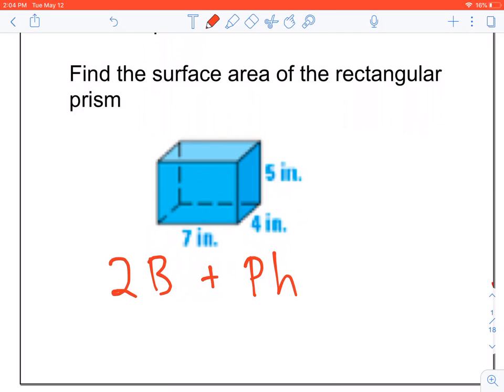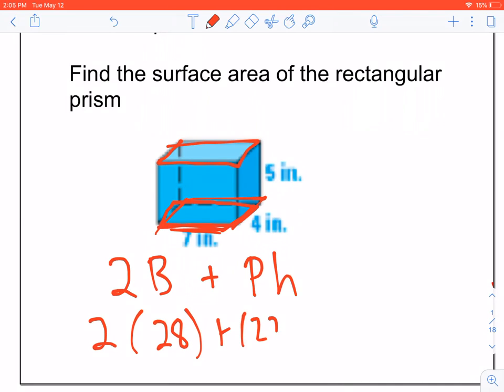You can use the top and the bottom to be your bases, the left and the right to be your bases, the front and the back to be your bases. Right? Most people choose the front and the back or the top and the bottom. For our sake, we'll do the top and the bottom. So there are my two bases. So it is 2 times the area of that base. Well, that would be 7 times 4. So that's 28. Plus the perimeter of the base. 7 plus 4 plus 7 plus 4 gives us 22.